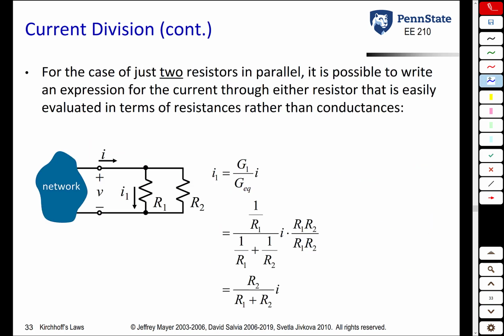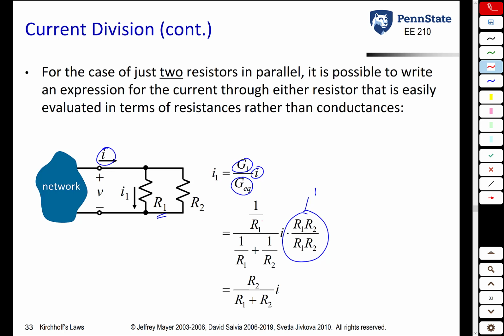Continuing with current division, it turns out that if you only have two resistors in parallel, the equation gets a little bit simpler. So we know, for example, that the current through R1 is its conductance over the sum of the two conductances times the total current I. G1, of course, is just 1 over R1. G equivalent is 1 over R1 plus 1 over R2. So let's take this expression here and multiply it by R1 R2 over R1 times R2. This is just 1, so we're just multiplying this expression by 1.